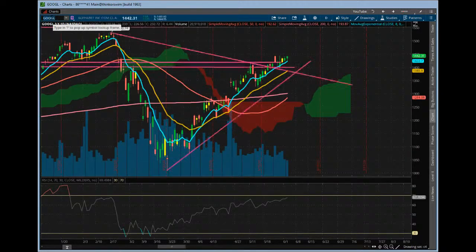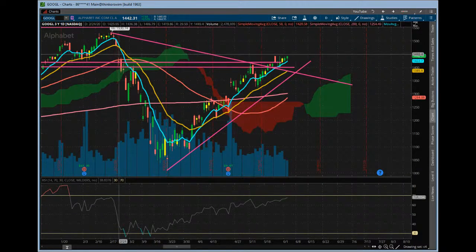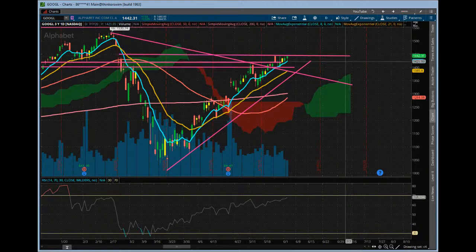Google. Everybody's been trying to short this thing, but it's not getting anywhere to the downside. Nice hammer today, as it's trying to get into this gap here. Ascending triangle. So let's see if it can do it.